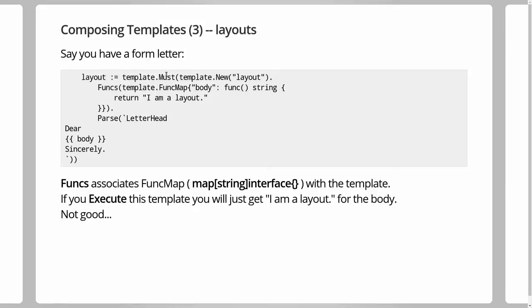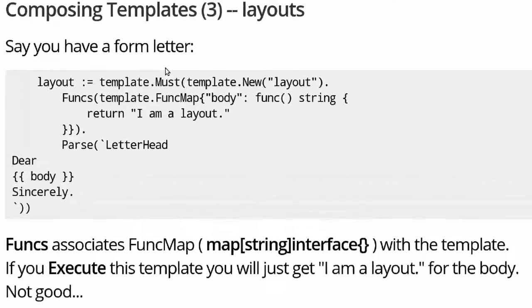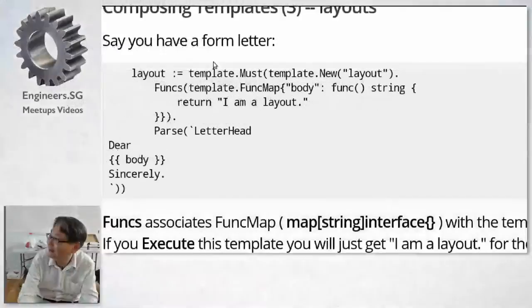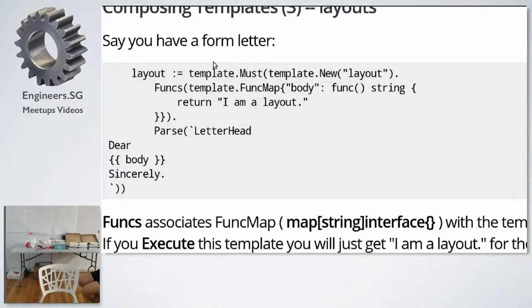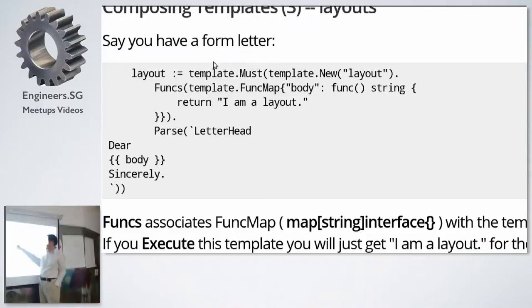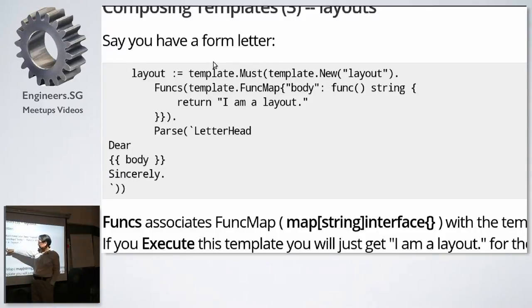Let's say we have a form letter. Back row friendly again. Let's say we have a form letter that says, I have a body function. It says letterhead. Dear body, sincerely, close. It's a form letter. It's a, I don't know what you call it, junk mail generator.